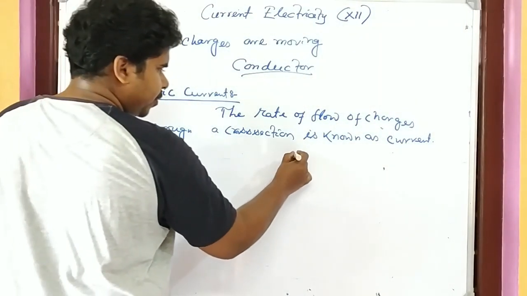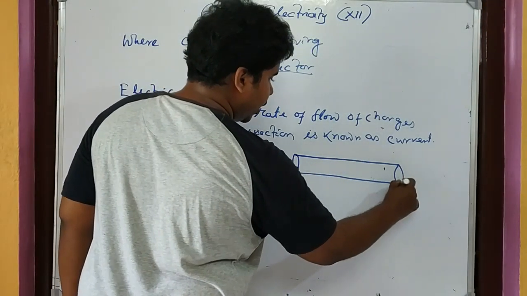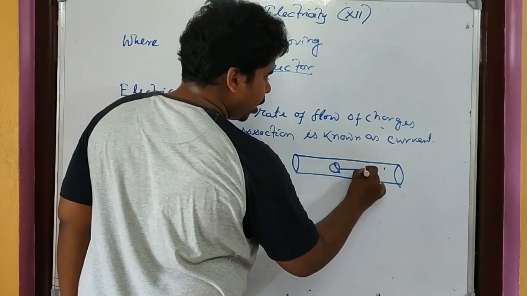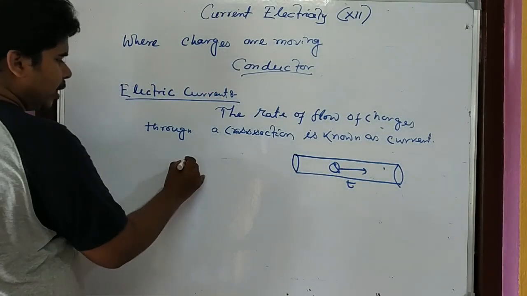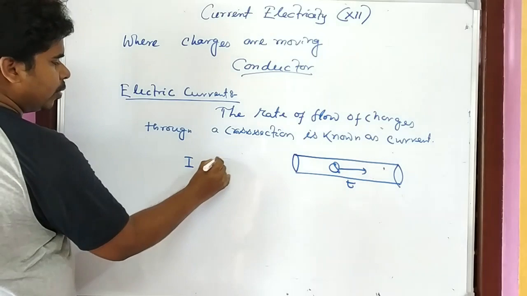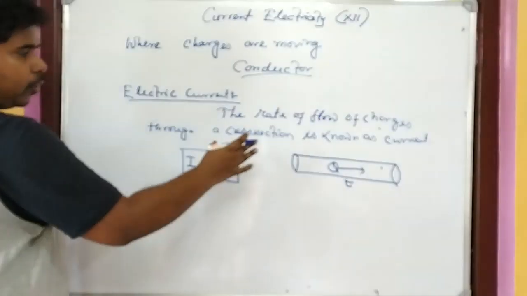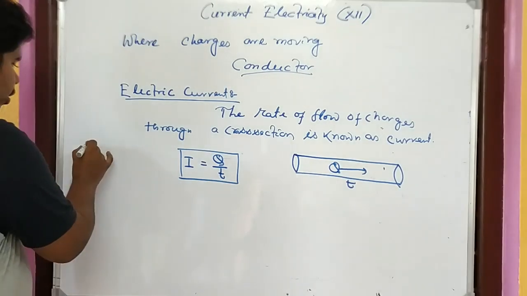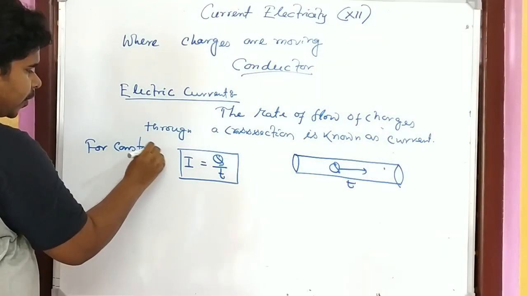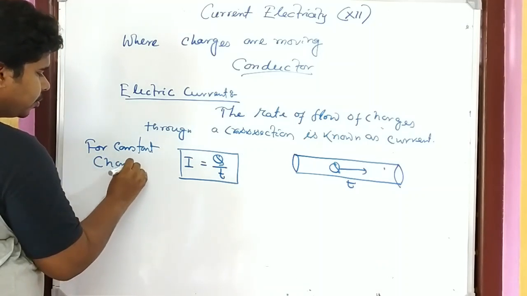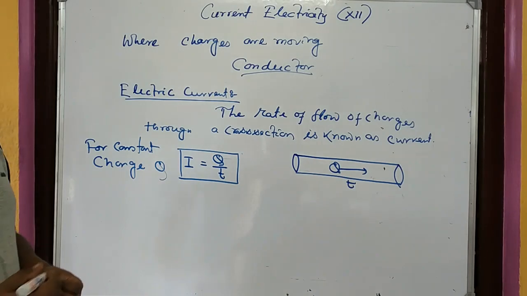So if there is a conductor, and q amount of charge is passing through it in time t, then we can say that current I equals q by t. So for constant charge q, current I equals q by t.